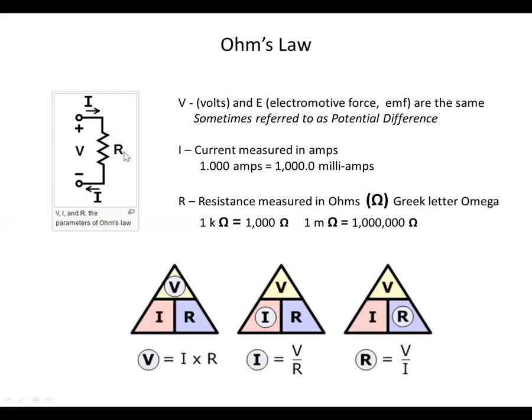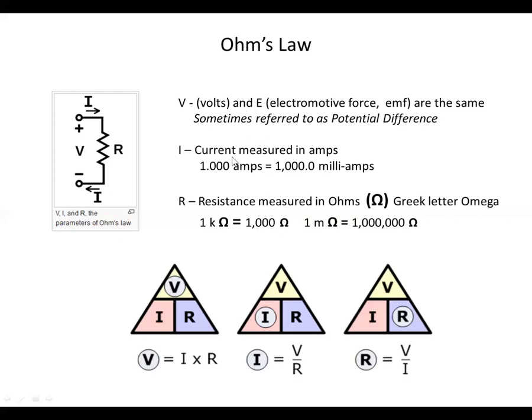And then the R is the resistance. It's measured in ohms, which is signified by omega, the Greek letter, a capital omega. And in resistance, you'll see reference to 1 k ohm, which would be 1,000 ohms, or 1 mega ohm, 1 M ohm, that would be 1,000,000 ohms.